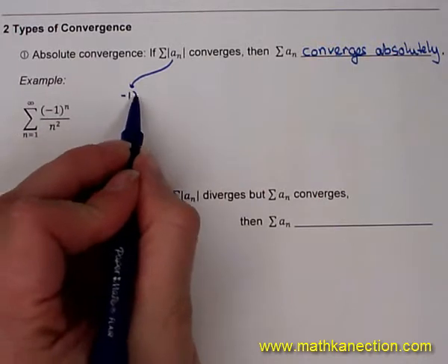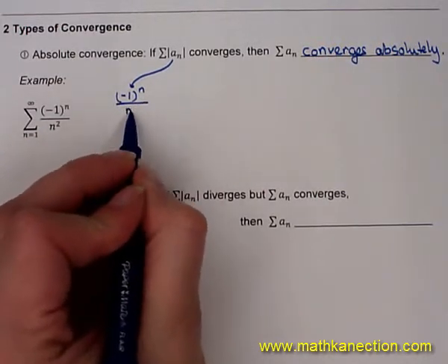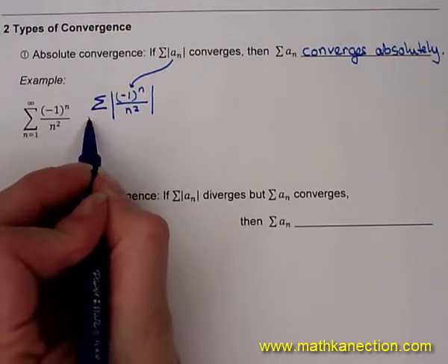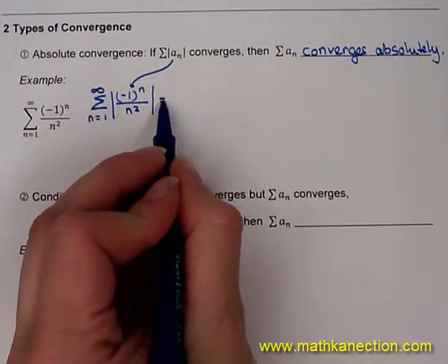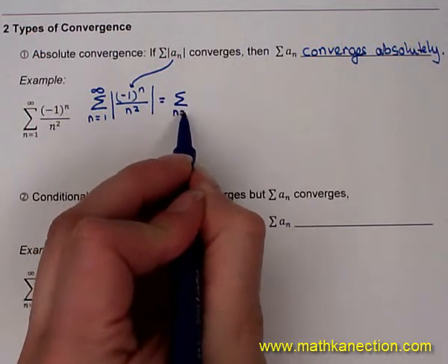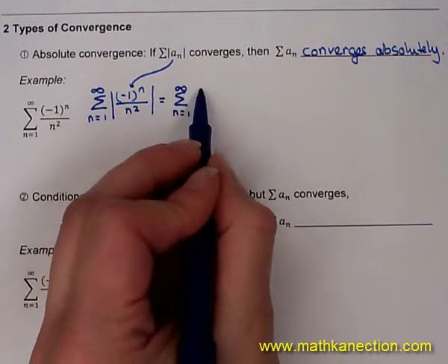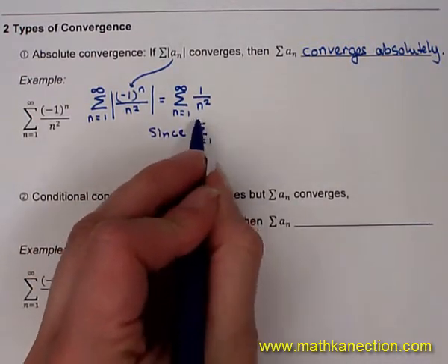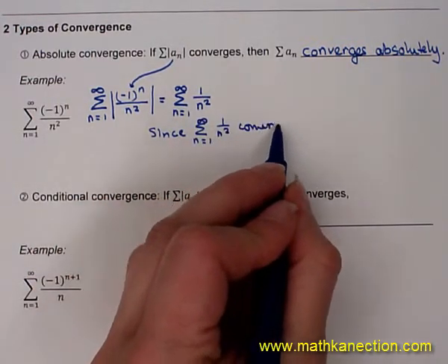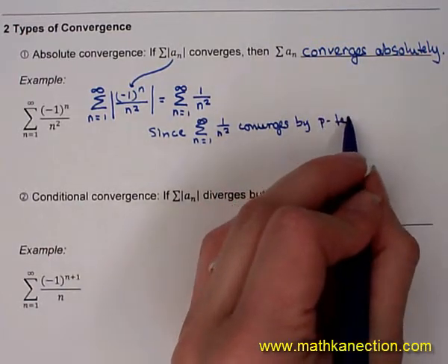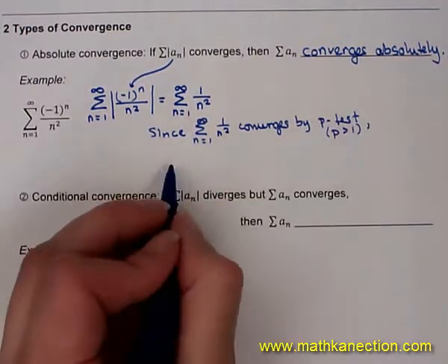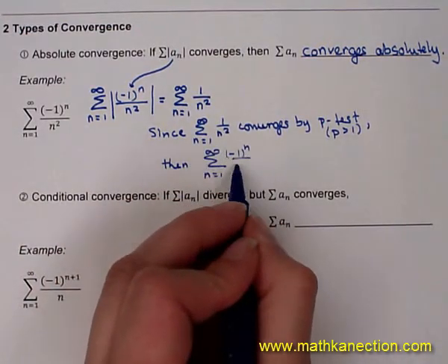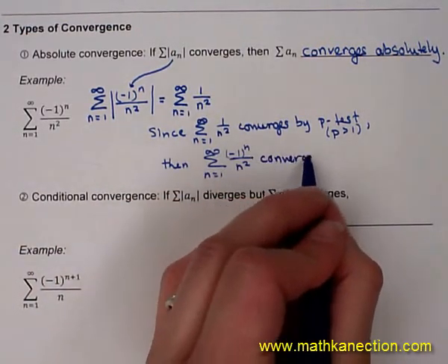For the first example, taking that a sub n, which is negative 1 to the n over n squared, and putting that in an absolute value, and looking at that series from n equals 1 to infinity. To simplify that, we have the series from n equals 1 to infinity of 1 over n squared. And since we know that the series 1 over n squared converges by the p-test, since the value of p is greater than 1, then the series from n equals 1 to infinity of negative 1 to the n over n squared is said to converge absolutely.